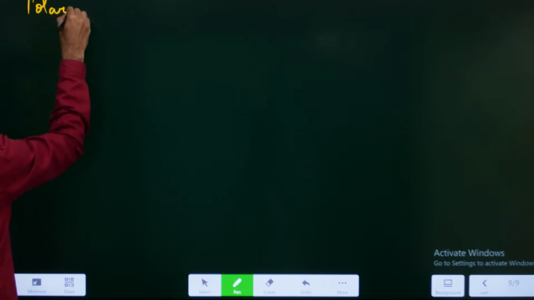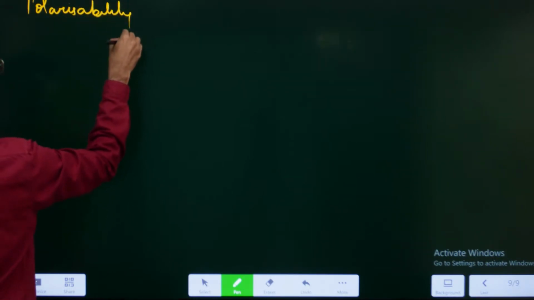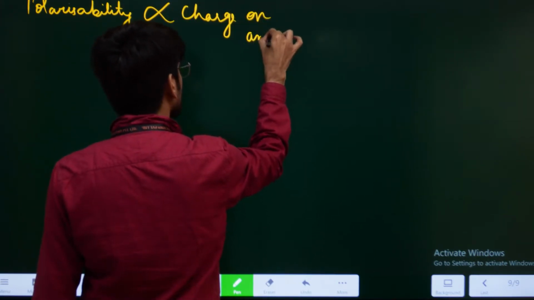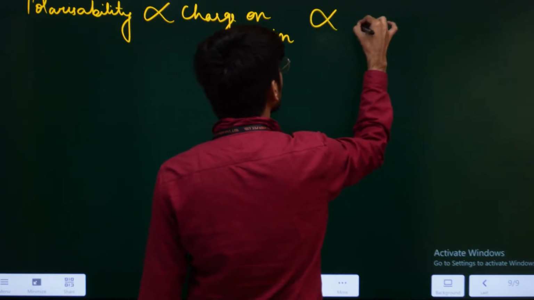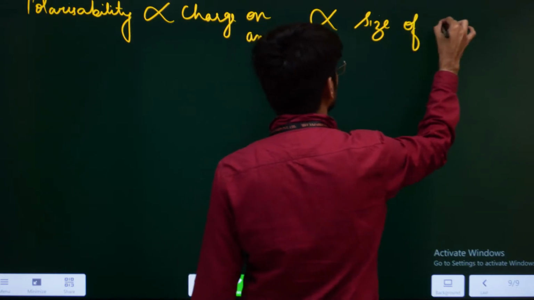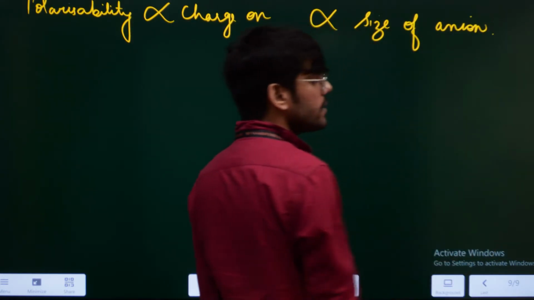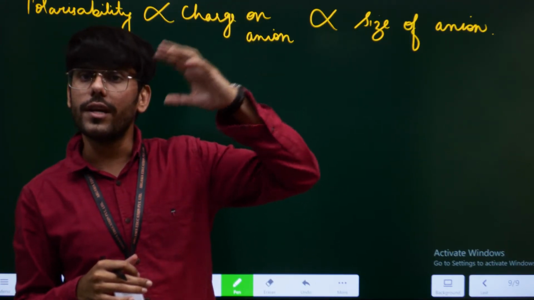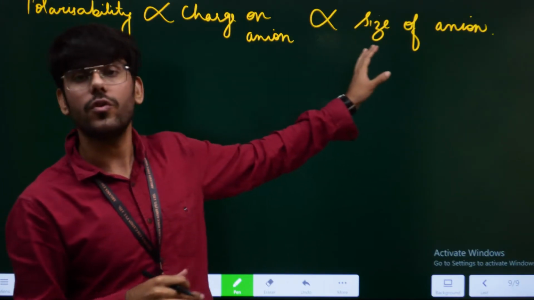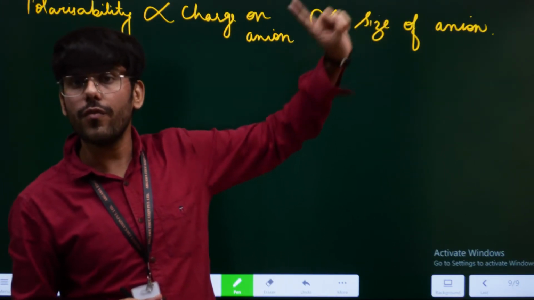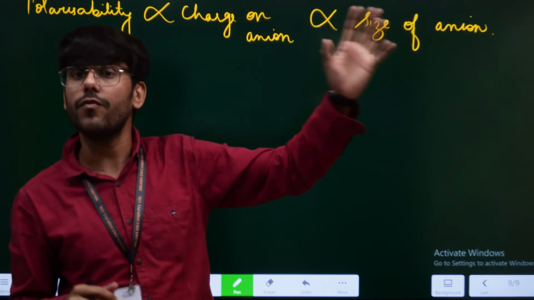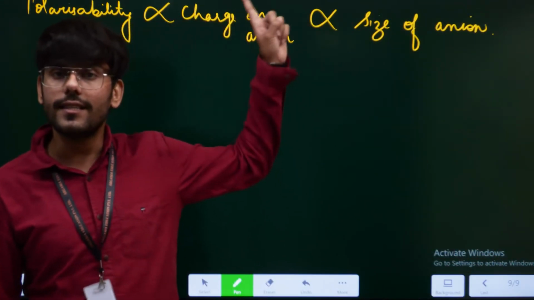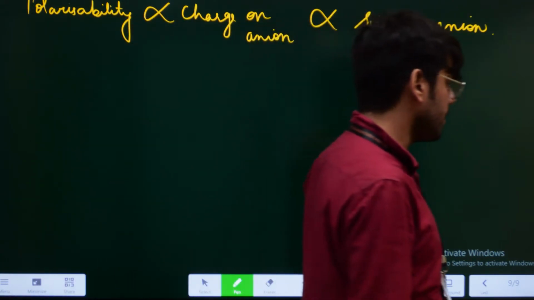Next, polarizability is directly proportional to the charge on the anion, and is also directly proportional to the size of the anion. You know why? Because the larger the size of the anion, the farther the electron cloud is from the nucleus. Hence, its distortion would be easier. Tell me if this is clear.